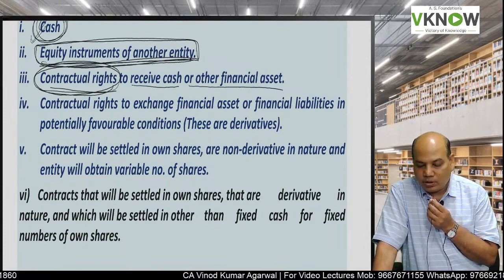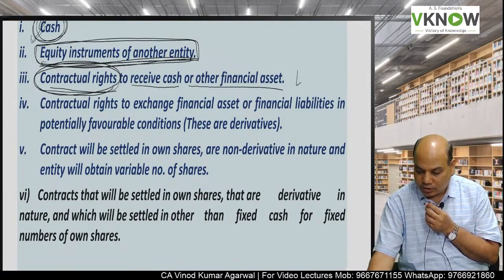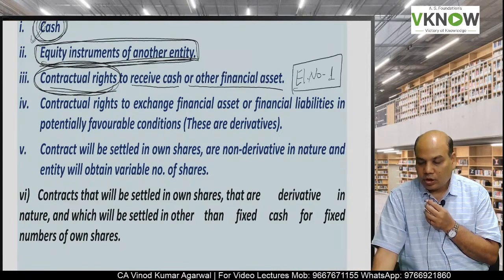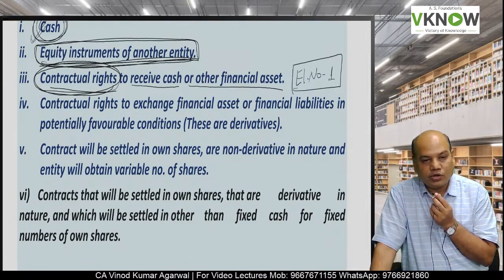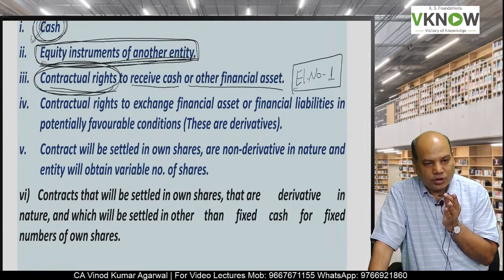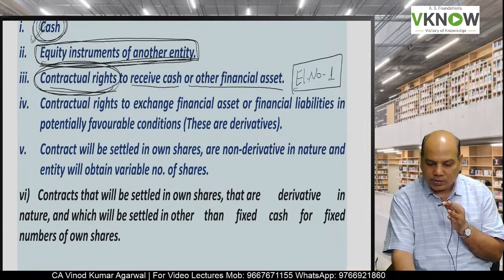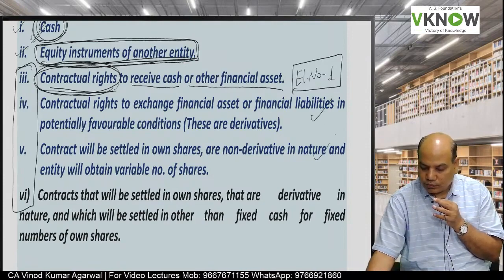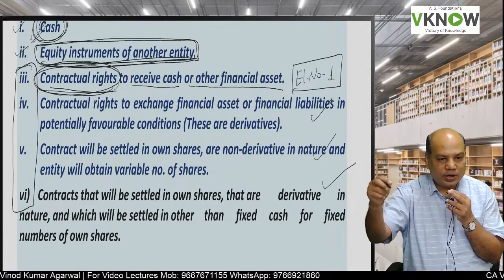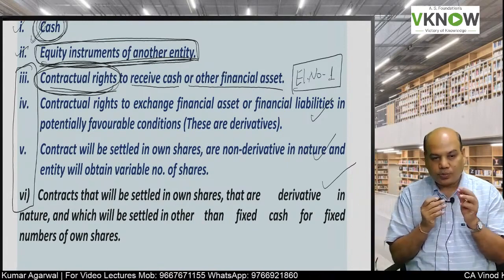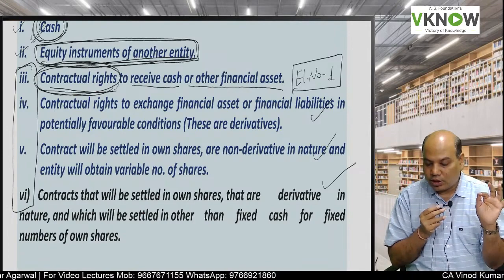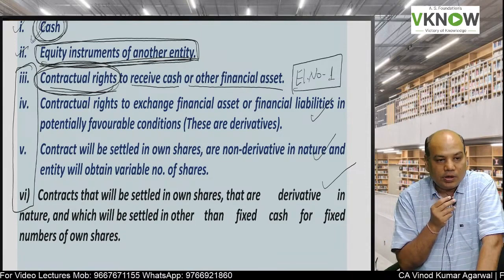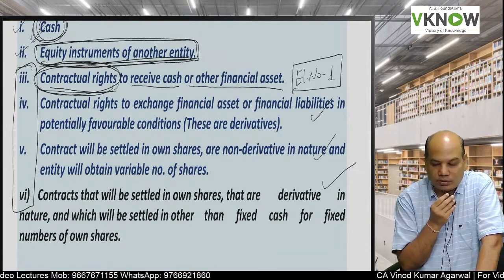The student will remember this was element number 1 in financial liability, where it was written a contractual obligation to pay cash or other financial asset. So this is the way to remember: except the first and the second one, the remaining 4 are similar to the 4 elements you have studied in financial liability. Fourth point is, it is a contractual right to exchange financial asset or financial liability in potentially favorable condition.